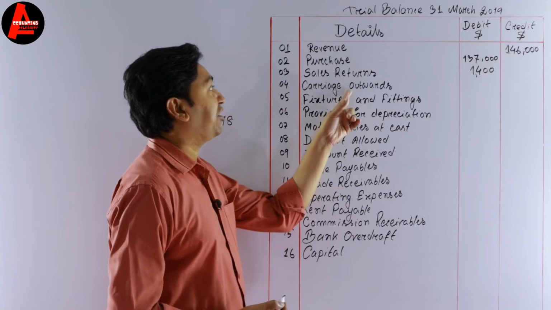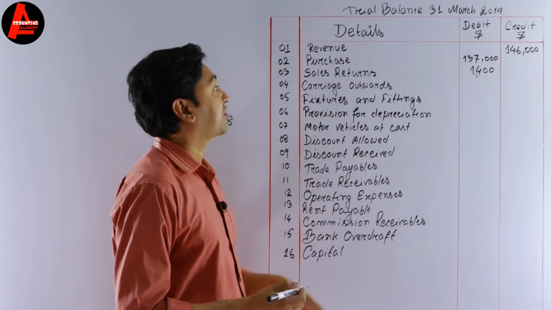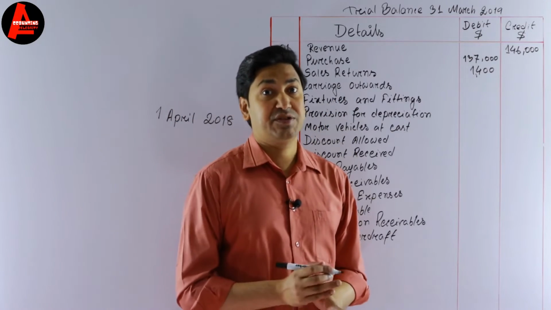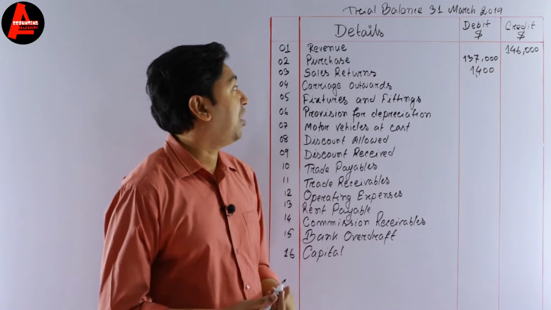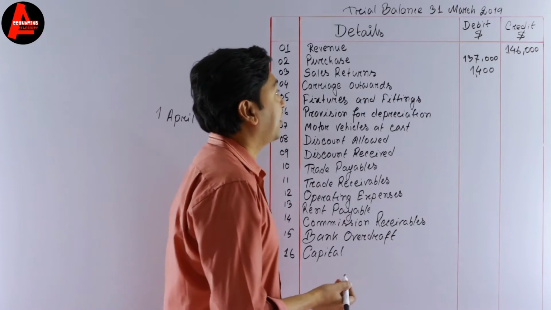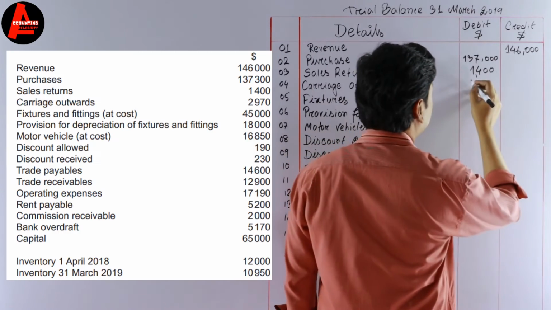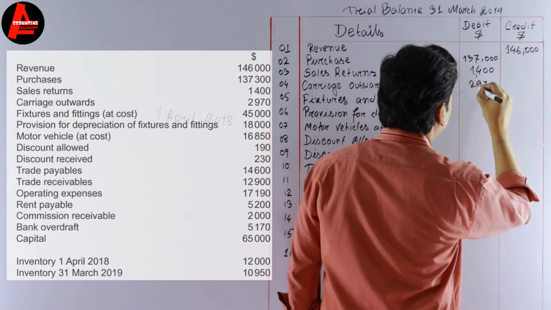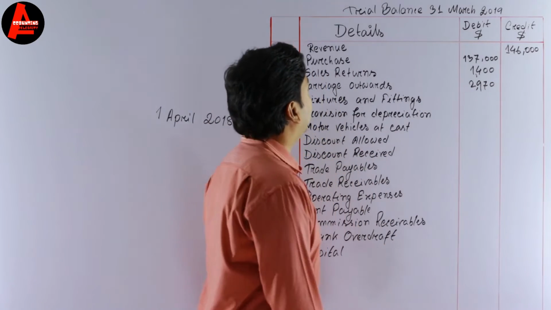Next one is here carriage outwards. Carriage inwards, outwards, whatever it is, these are expenses for the business. And you know all expenses will be debited. So let us write here on the debit side $2,970. Okay, very good, we listed.